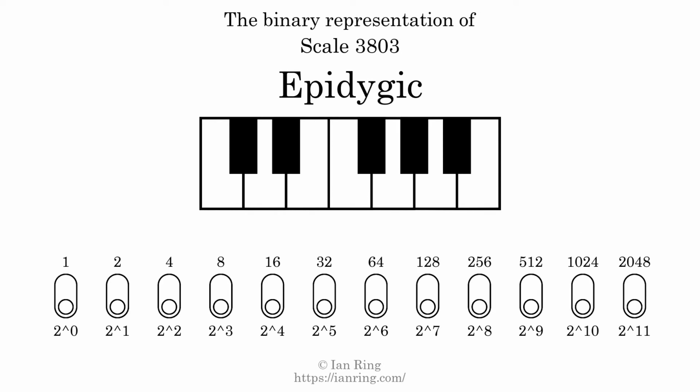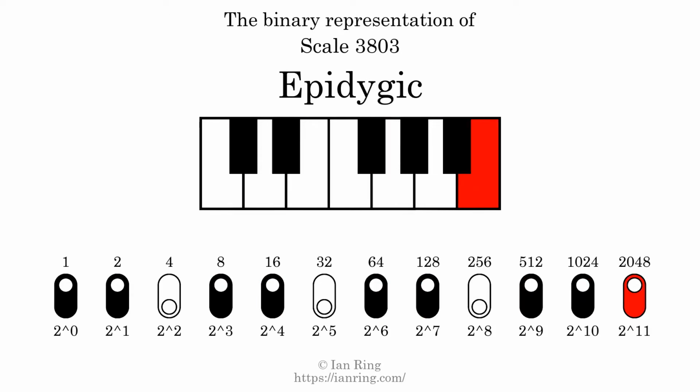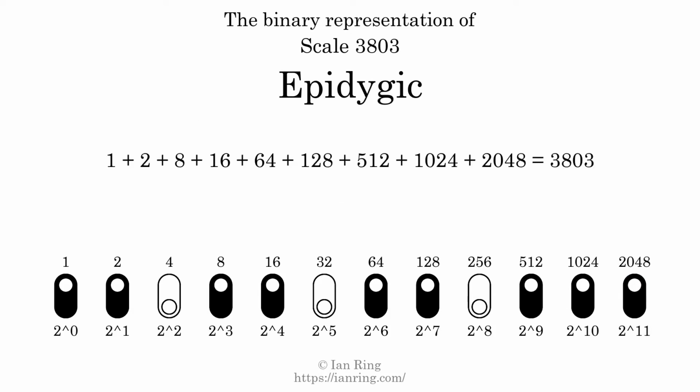The binary representation of this scale is determined by mapping tones of the scale to binary digits. Each binary digit represents a power of 2. To get the scale number, we add the powers of 2 together. The powers of 2 that are present in the scale, all added together, equals 3803. That is why the scale number, in decimal, is 3803.